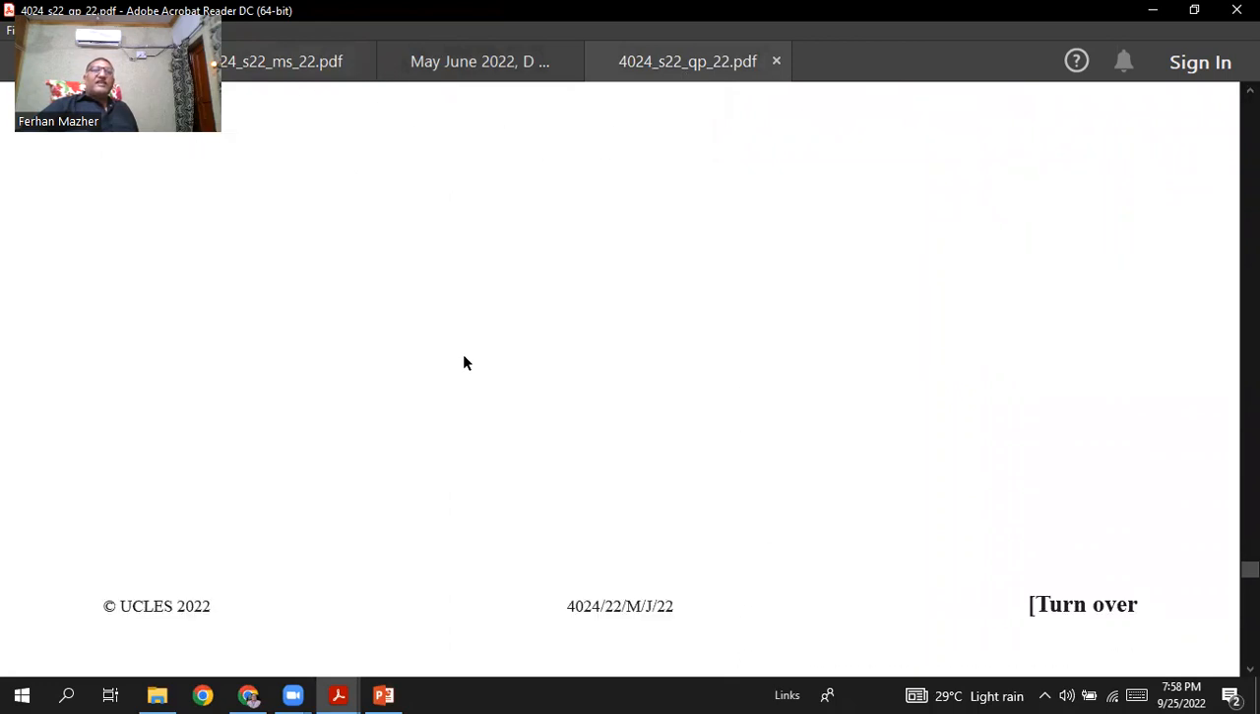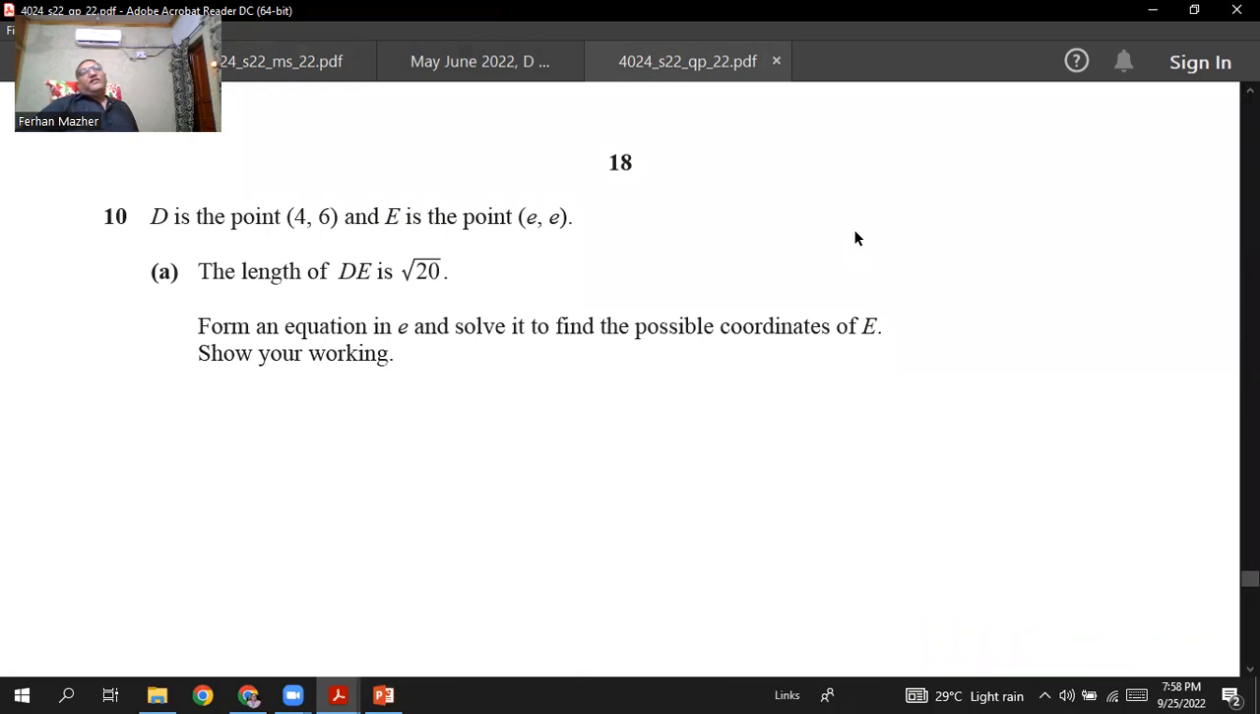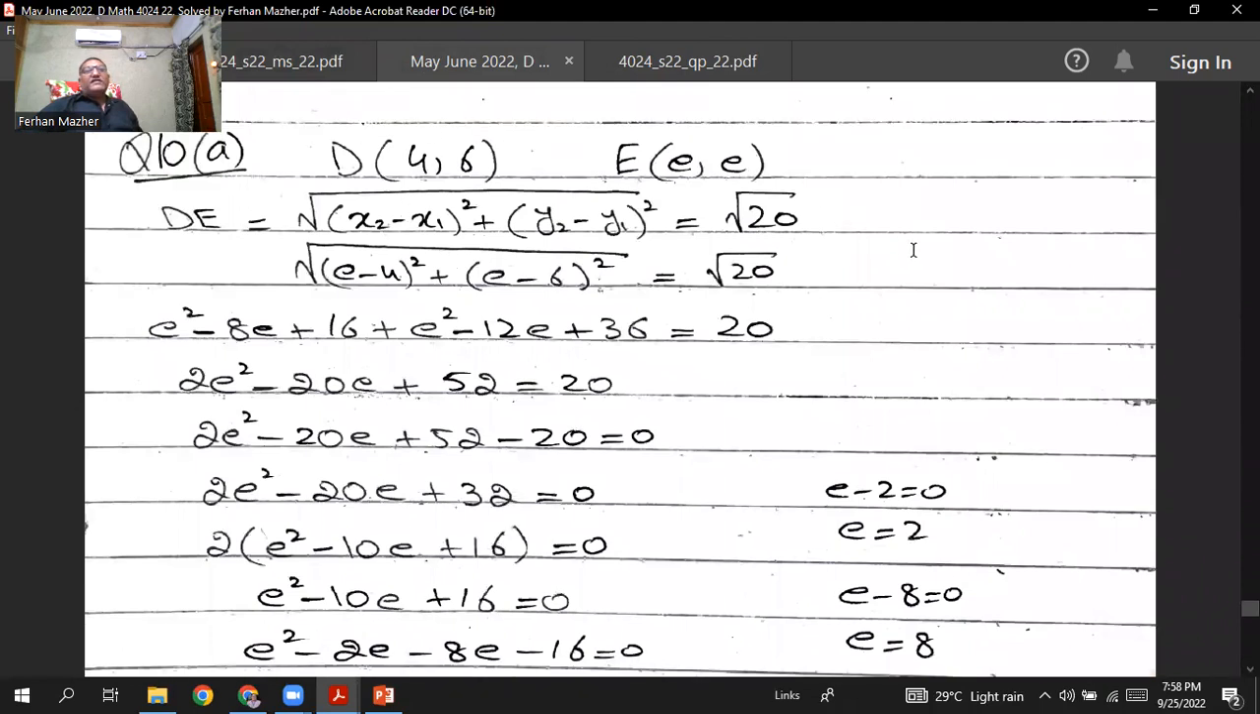Okay, so we are going to the next part. The next part is question number 10. It says D is the point (4, 6) and E is the point (e, e). The length of DE is square root 20. Form an equation in e and solve it to find the possible coordinates of E. Show your working. Very simple. The D point has coordinates (4, 6). The E point has coordinates (e, e).